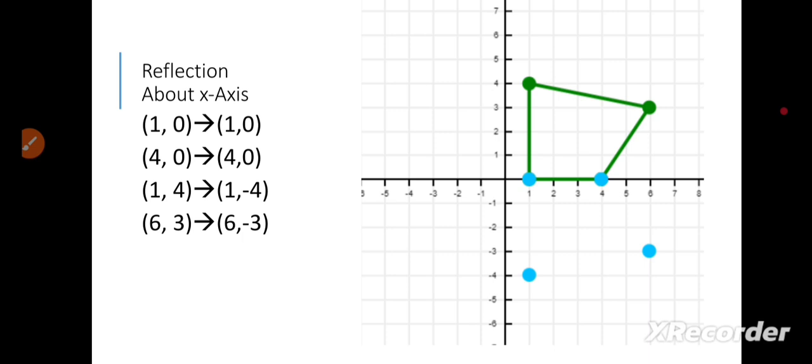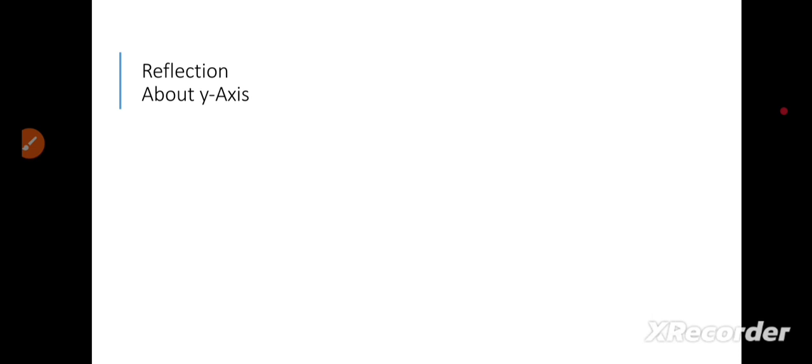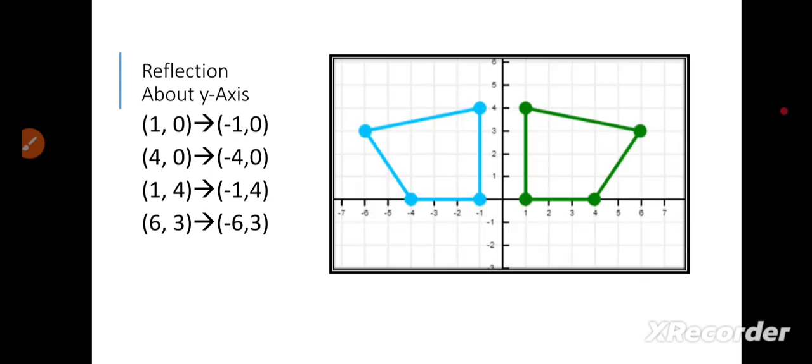When we have 4, it becomes minus 4, and 3 becomes minus 3, and then we get a reflected image along the x-axis. What about the y-axis? For the y-axis, we change all the signs in the first coordinate.